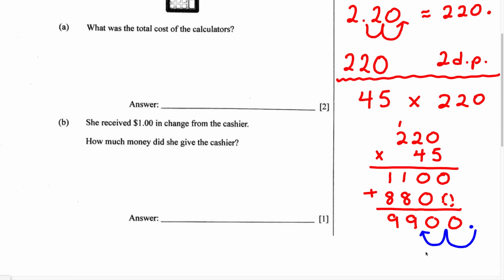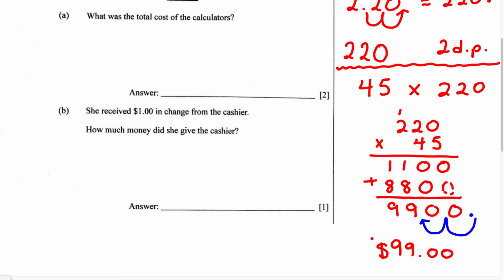So when we write our answer, we're going to get $99. Therefore, the total cost of 45 calculators is going to give us $99. This is going to be our answer. Don't forget to write it in the answer space provided. So we have $99.